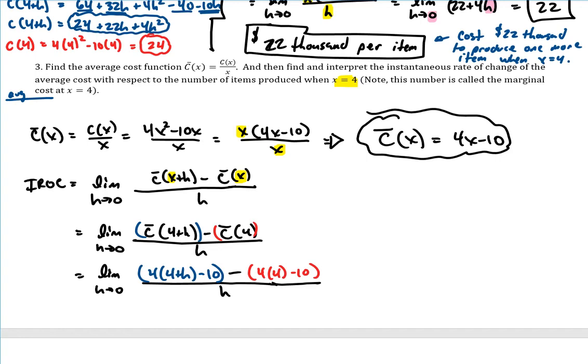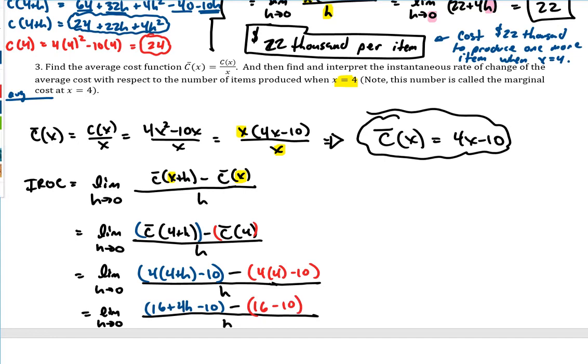All I have to do is distribute the 4. So I've got the limit as h goes to 0. Let's just put the h down there. And then in the blue, distributing the 4, I'd have 16 plus 4h, and then minus 10. And then we have minus, everything in the red simplifies. So we've got 4 times 4 is 16, 16 minus 10, and we can simplify.